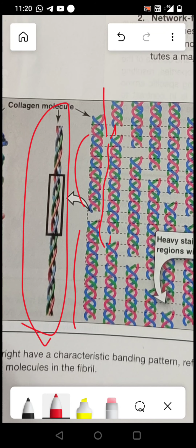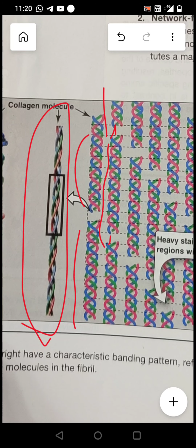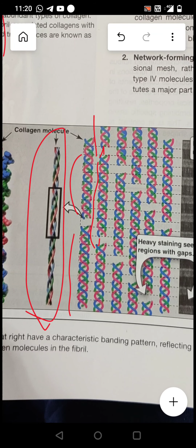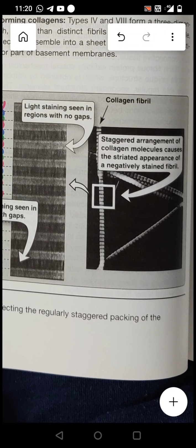And so when I do this and create multiple lines, multiple layers, I get your collagen structure. So multiple alpha helices are kept next to each other with a regular gap in between, and these basically are your heavy staining regions. The gaps are heavy staining. So when you take this kind of staggered arrangement of the collagen fibers, it leads to the bands formation.